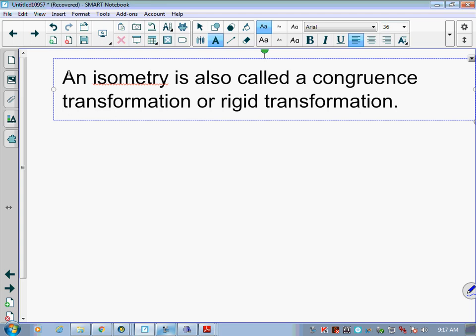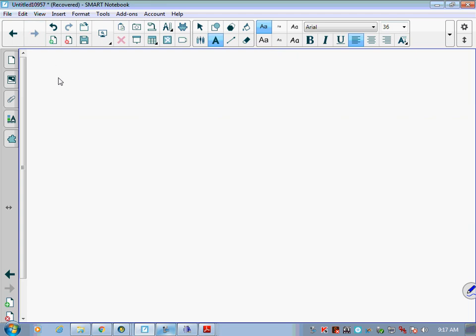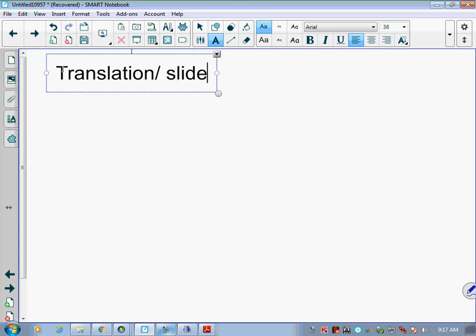Okay? Now, we're actually going to talk about some different transformations. The first one is translation. One of the things that often happens is that because the word translation looks a lot like the word transformation, we'll tend to use those terms interchangeably, and they're not interchangeable. We do use a different term to kind of separate it, and that is the word slide. Translation or slide. Okay? Casey, can you read for me what a translation is?